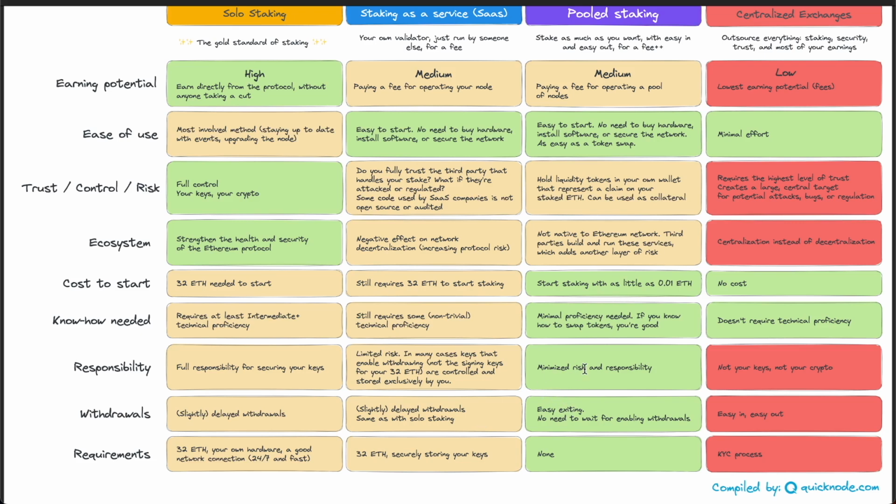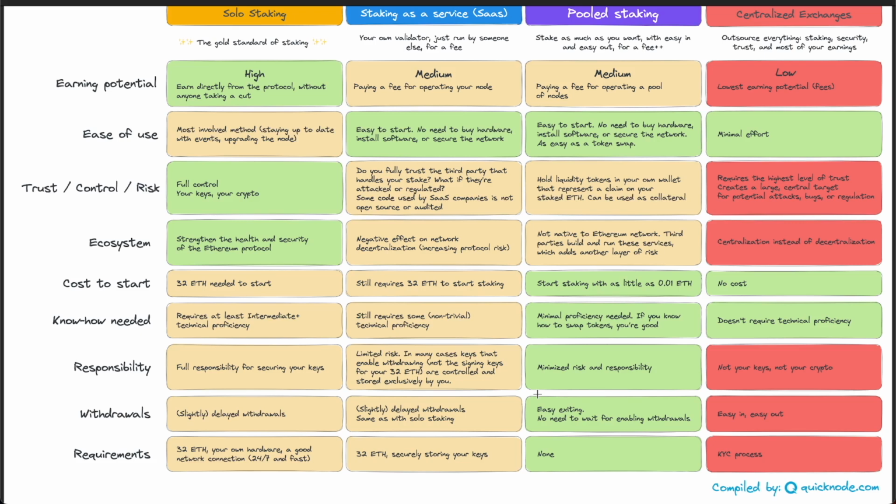There is no such limitation for pooled staking or centralized exchange staking. It's easy to exit, with no need to wait for enabling withdrawals, because you're dealing with liquidity tokens and not with staked Ethereum on the Beacon Chain.